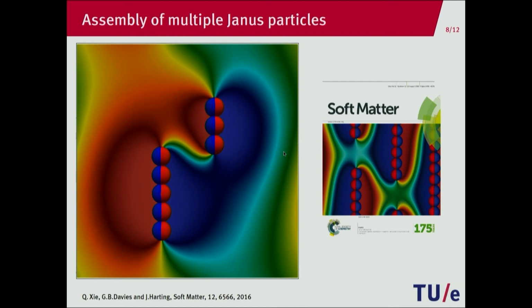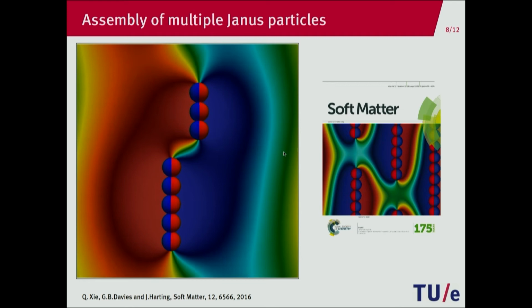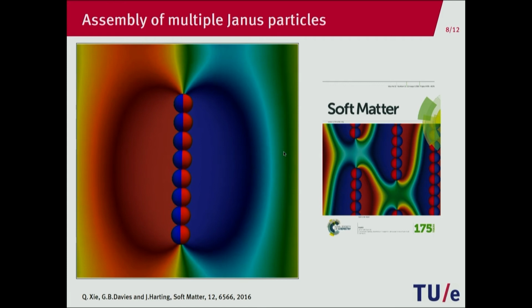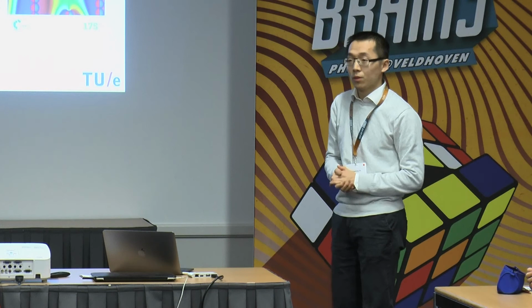So now the two chains move closer to each other, and finally they will join into a long straight chain. So this chain structure can be tuned by varying the magnetic field. And up to now, we considered the particle at a flat interface. But in reality, we know the interface normally has some degree of curvature.